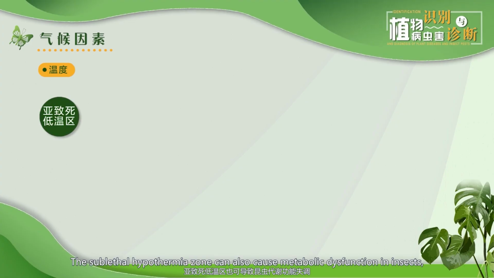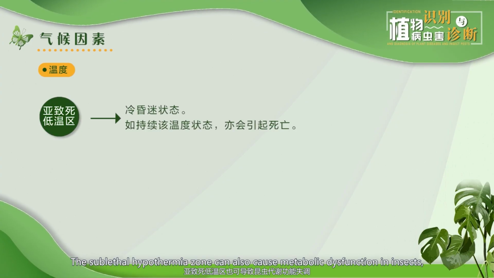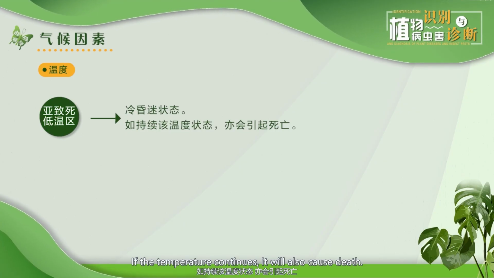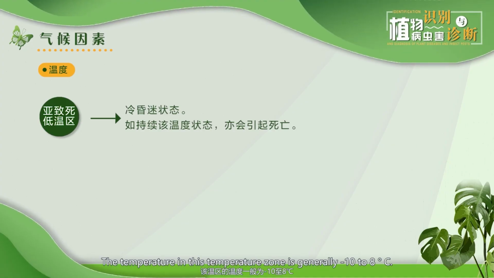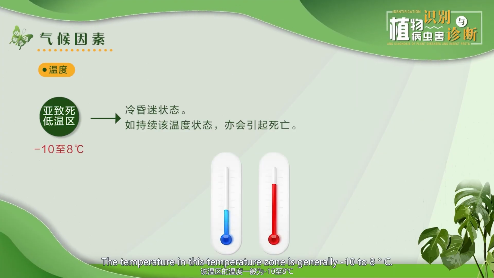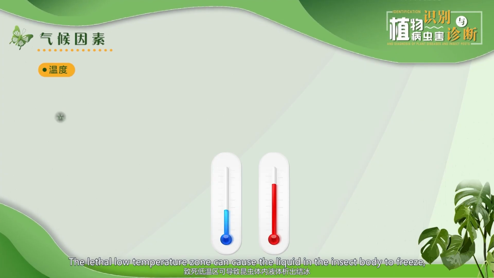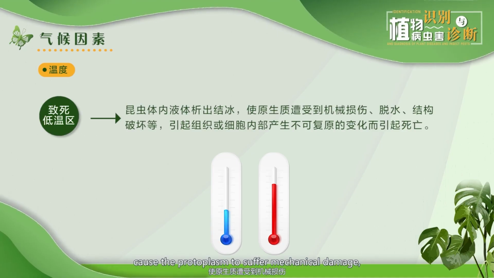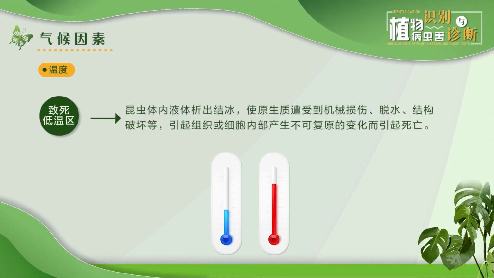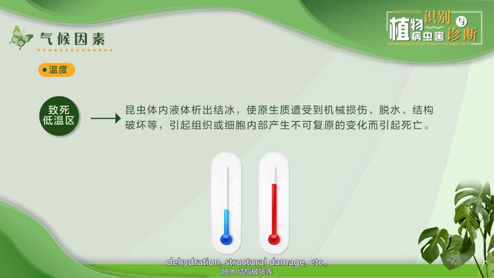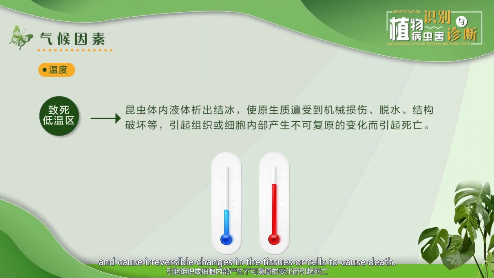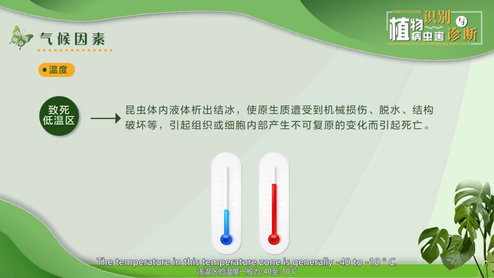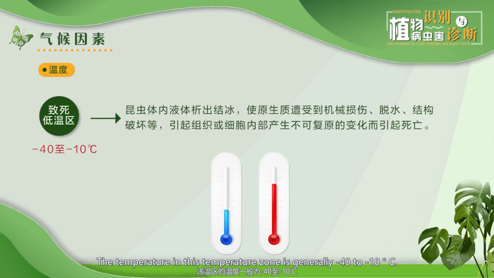The sublethal hypothermia zone can also cause metabolic dysfunction in insects, showing a cold coma state. If the temperature continues, it will also cause death. The temperature in this temperature zone is generally -10 to 8 degrees Celsius. The lethal low temperature zone can cause the liquid in the insect body to freeze, cause the protoplasm to suffer mechanical damage, dehydration, structural damage, etc., and cause irreversible changes in the tissues or cells to cause death. The temperature in this temperature zone is generally -40 to -10 degrees Celsius.